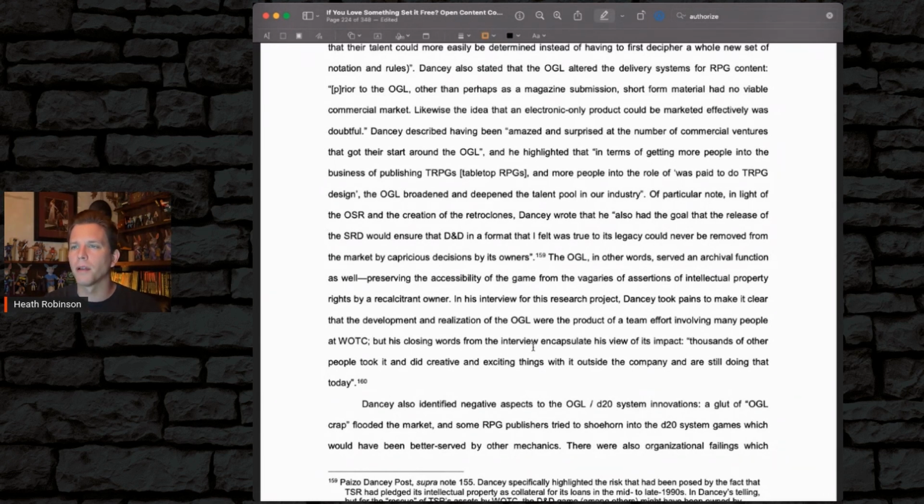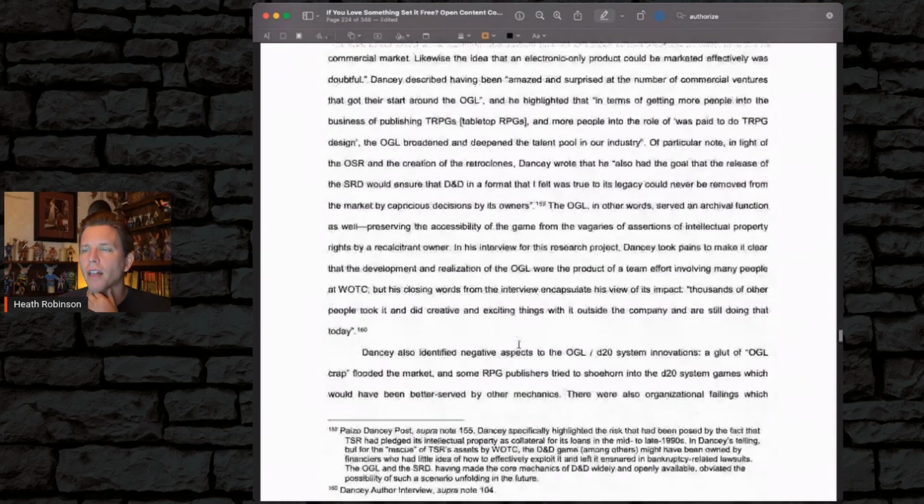Dancy described having been amazed and surprised at the number of commercial ventures that got started around the OGL, and he highlighted that in terms of getting more people into the business of publishing tabletop RPGs and more people paid to do RPG design, the OGL broadened and deepened the talent pool in the industry.